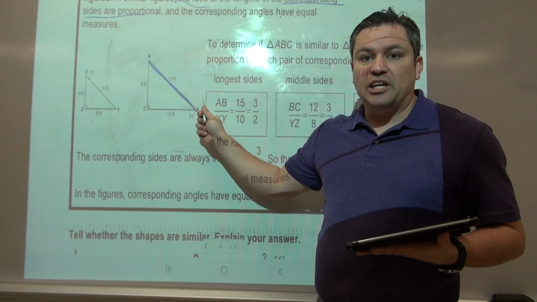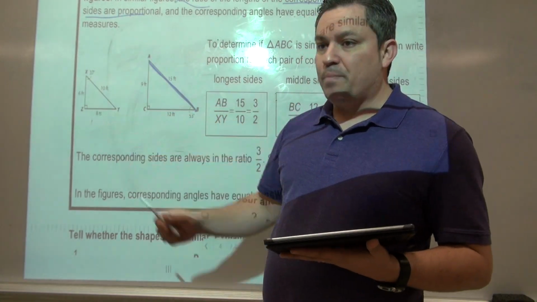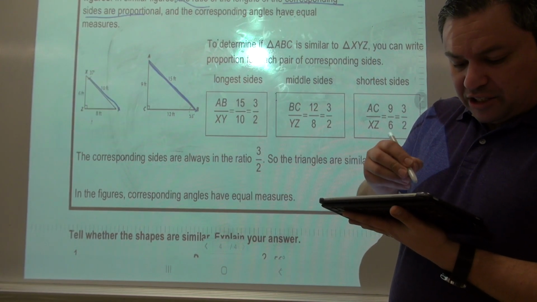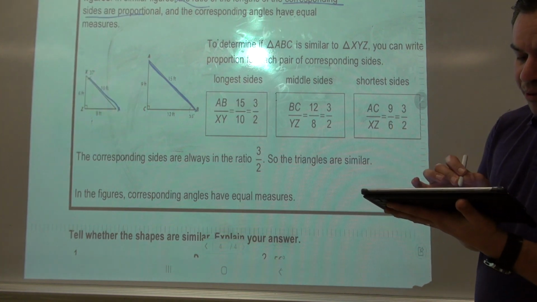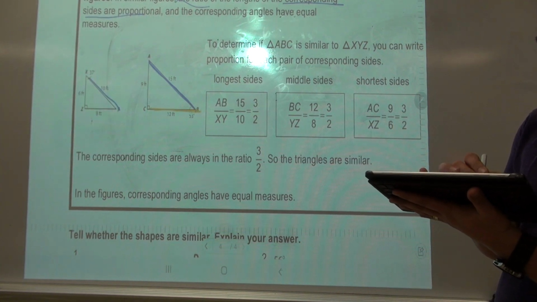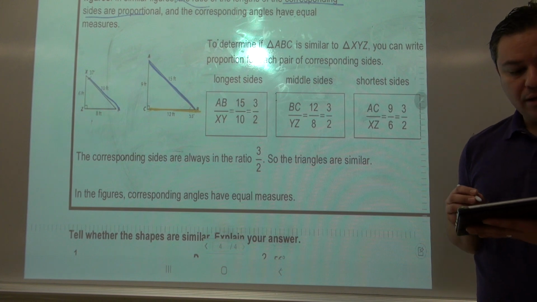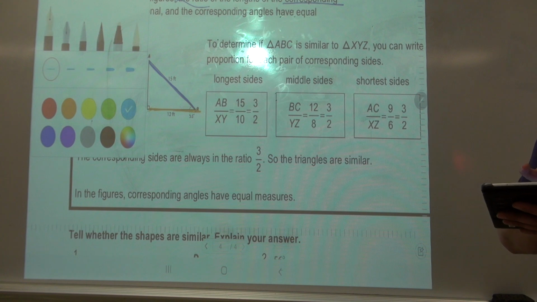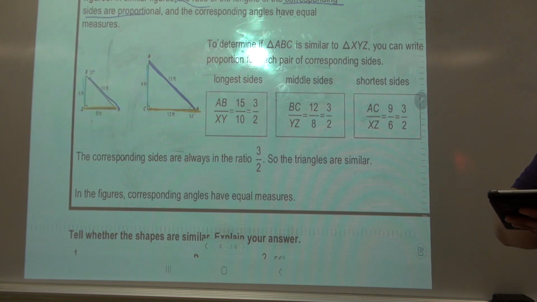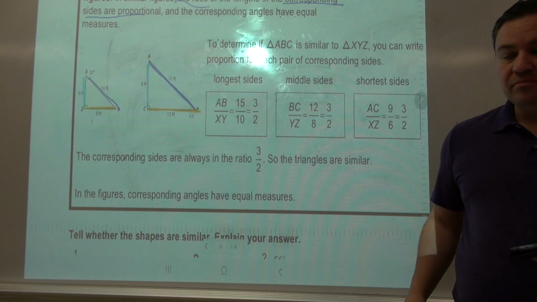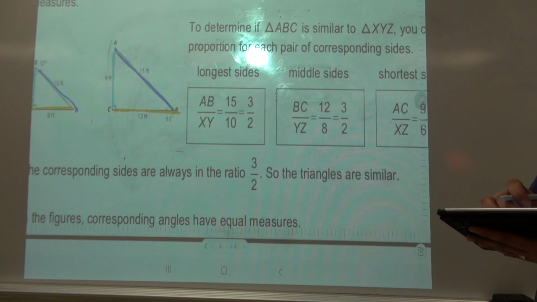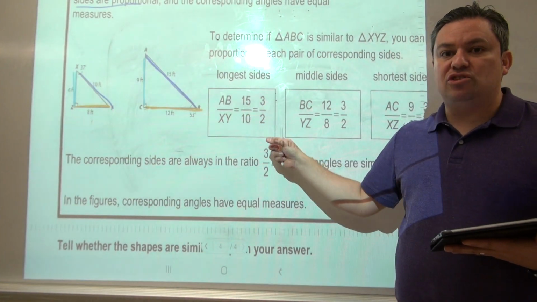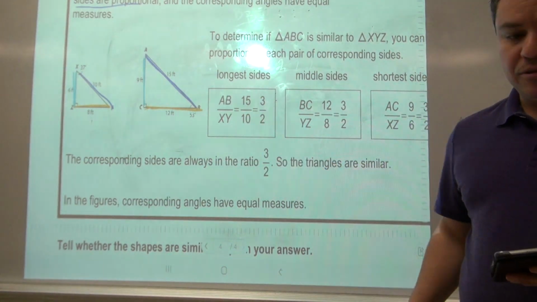The corresponding to this one on the small one is going to be which one? XY, very good. Now the corresponding, let's use a different color. The corresponding to BC is going to be YZ, very good. And the last one, of course, is going to be right here. Everybody can see that, right? So, essentially all they do is took the corresponding sides and made a proportion or a fraction, and then simplified it to the simplest form, and that is the ratio.